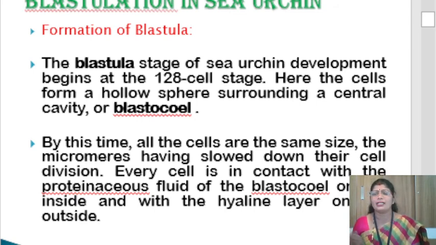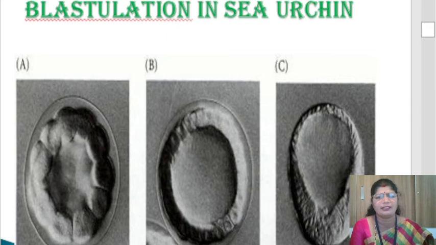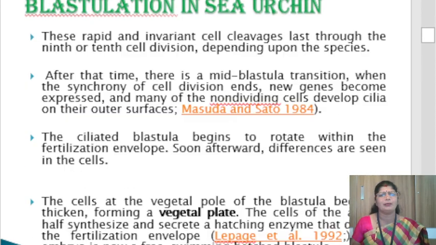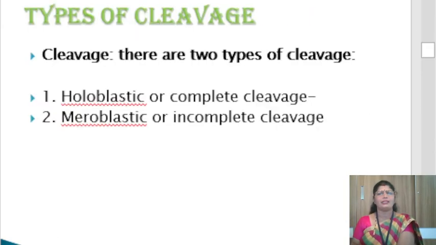By that time, what will happen? Micromeres will slow down their division and macromeres will keep on dividing. Therefore, all the cells will become equal in size. Here you can see that the cells will push themselves towards the periphery. At the center, it will form the cavity, and this proteinous fluid will be filled at the center. And at the periphery, you can see that only one layer of cells will be present.